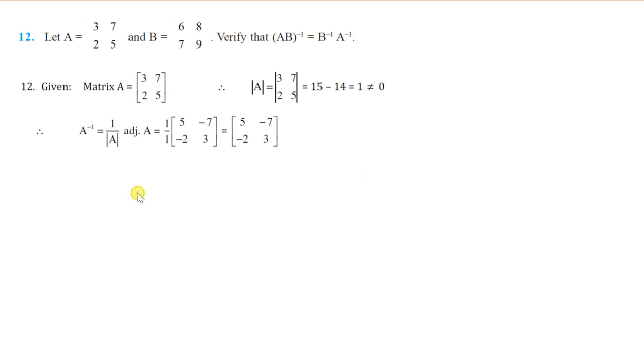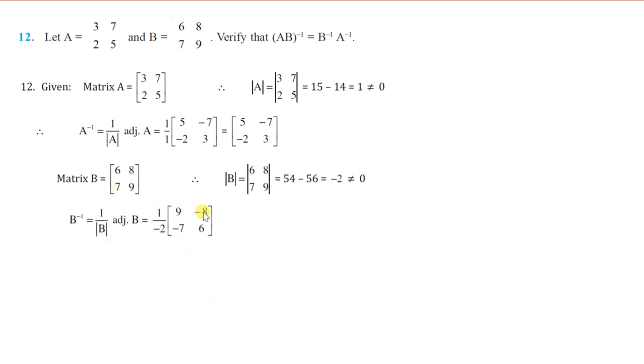Now we will find determinant B. Determinant B is 54 minus 7 multiplied by 8, that is 56, which is minus 2. Again it is non-zero, so its inverse will also exist. And adjoint B will be: interchange the diagonal elements and change the sign of the off-diagonal elements. So the adjoint B is 9, minus 8, minus 7, 6. And when you divide it by determinant B, which is minus 2, you get B inverse.